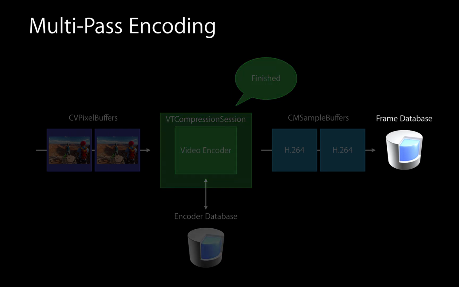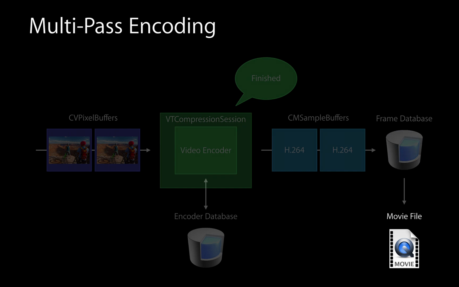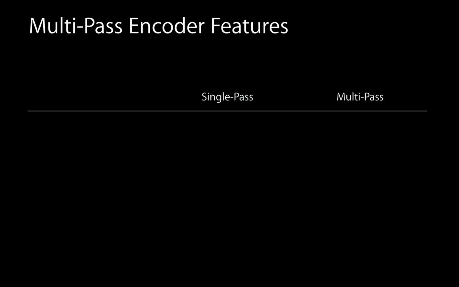So we no longer need the encoder database or the compression session, but we're left with this frame database, and we want a movie file. So we need one more step. There's a final copy from the frame database to the output movie file. And then that's it. We have a multipass encoded video track on a movie file. Cool. Let's go over some encoder features. My first point, as I want to make a note of, is that David said that single pass is hardware accelerated, and multipass is also hardware accelerated. So you're not losing any hardware acceleration there.